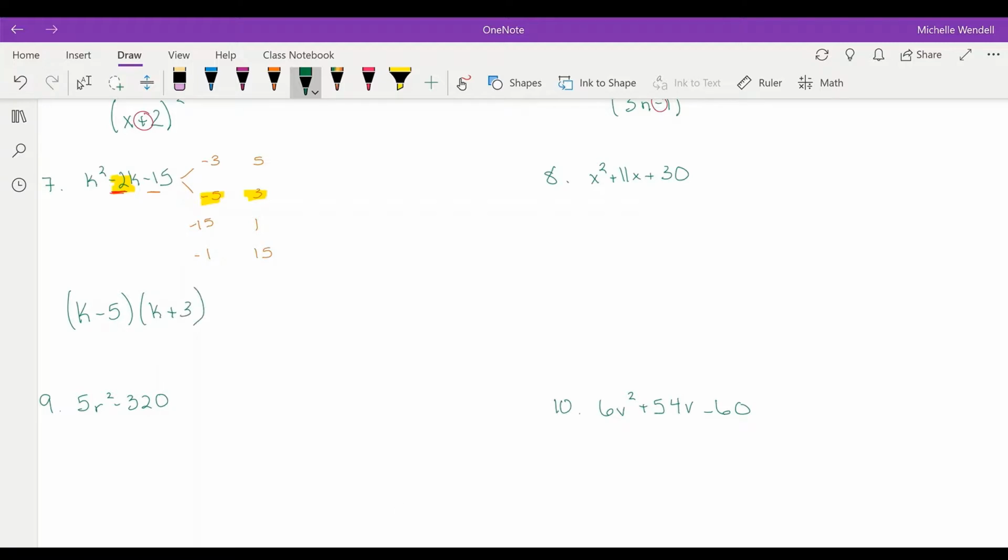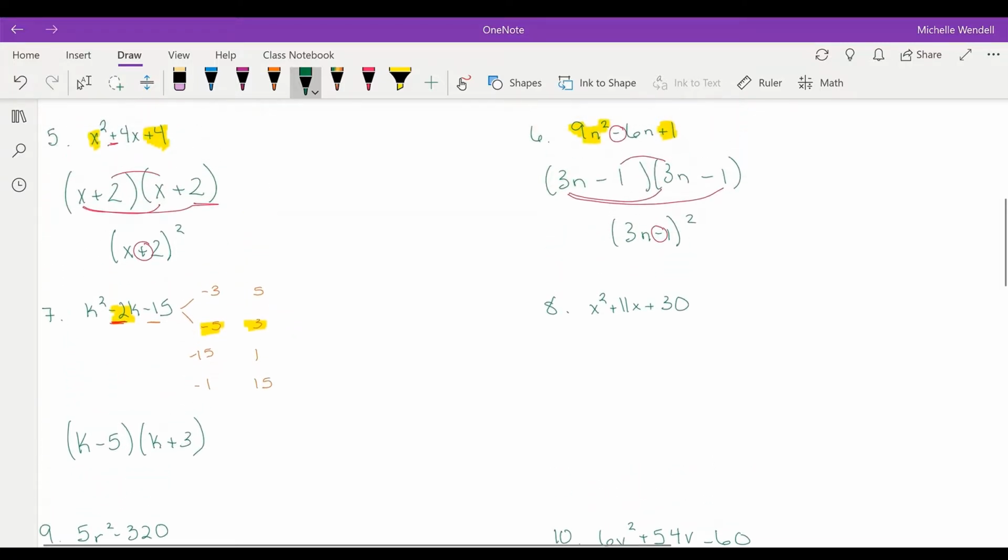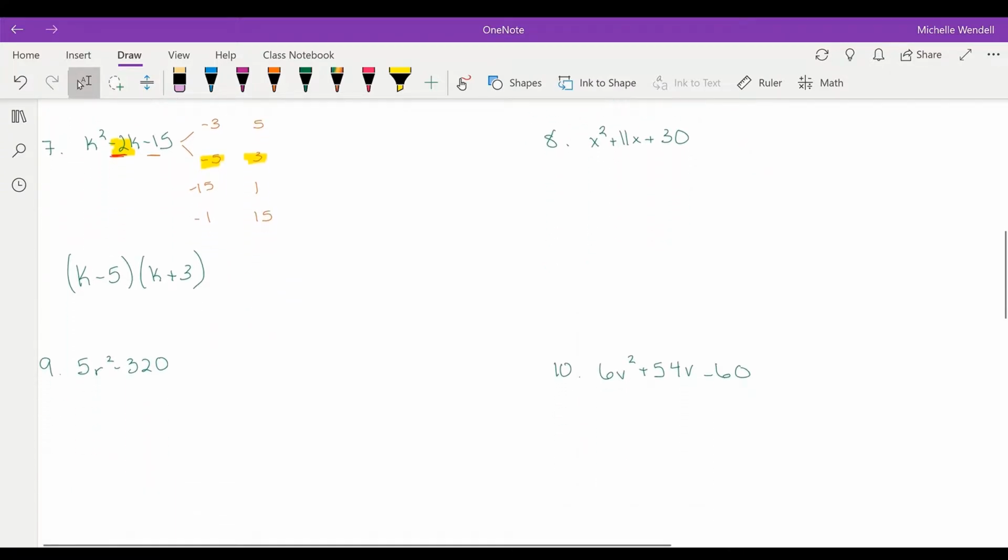And so that's what I mean by, even though in 5 and 6 the b value matched what values I had in my factors, whether they be only positive or only negative, that's not the case here on number 7. I actually had one of each.